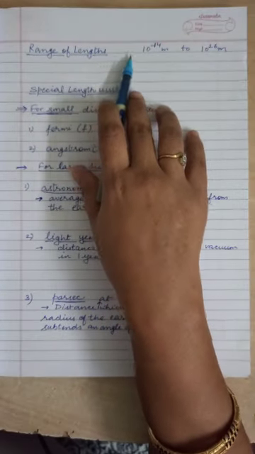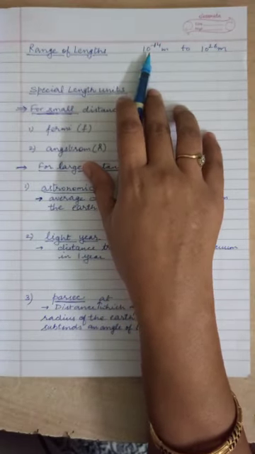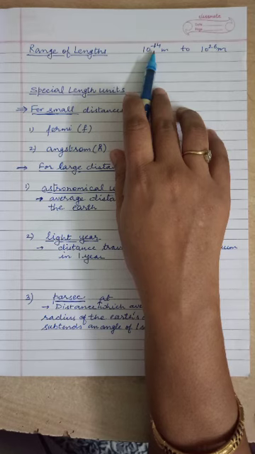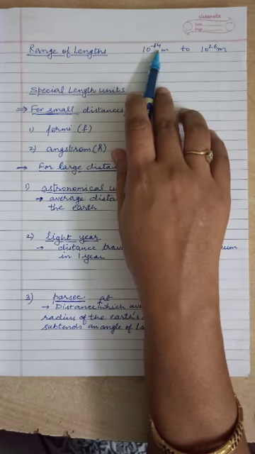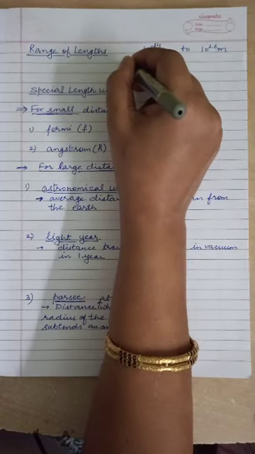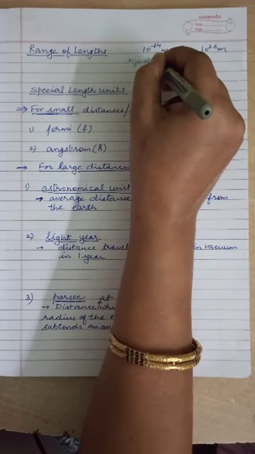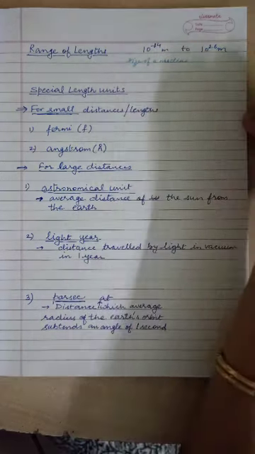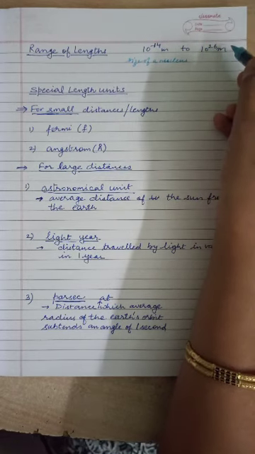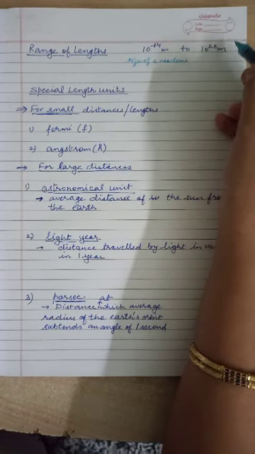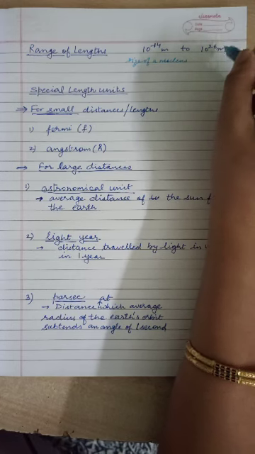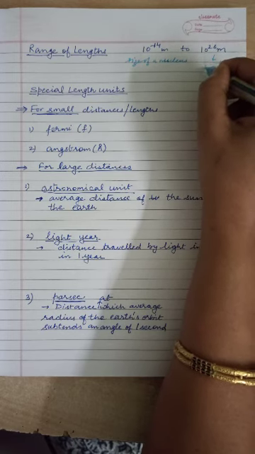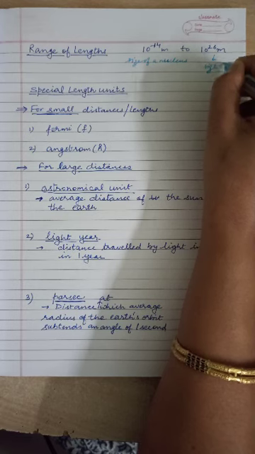The range of lengths that we have to deal with in physics is very wide. We have to deal with very small distances or lengths, which are as small as 10 raised to the power minus 14 meter. That is the size of a nucleus. Because we study the nucleus, we have to deal with such small lengths. And the largest known distance that we have to deal with is the extent of the observable universe, which is 10 raised to the power 26 meter, the size of the universe.